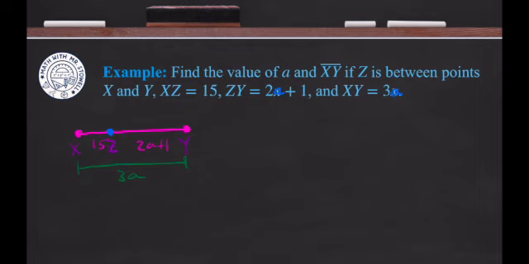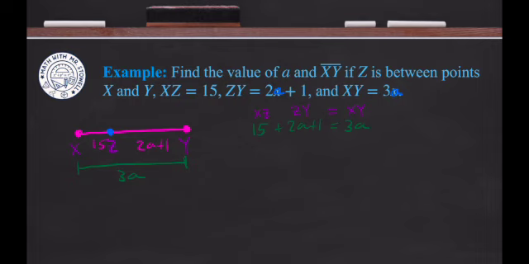Okay. Segment addition postulate. Add the two up, so this is 15 plus 2A plus 1 equals 3A. By the way, this is going to be XZ, this would be ZY, equals XY, right? The two smaller segments added together equal a larger segment.